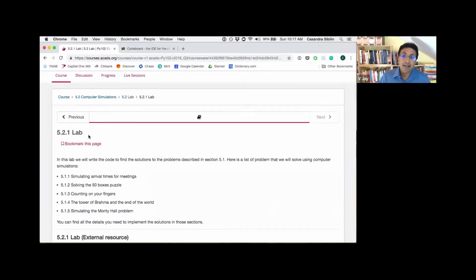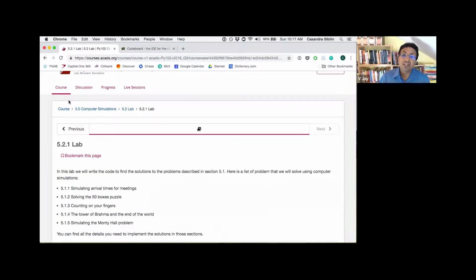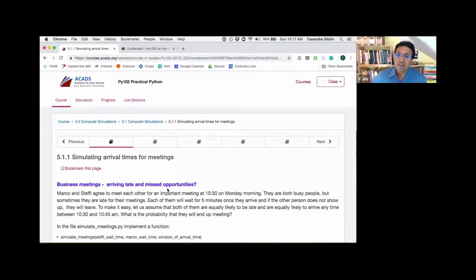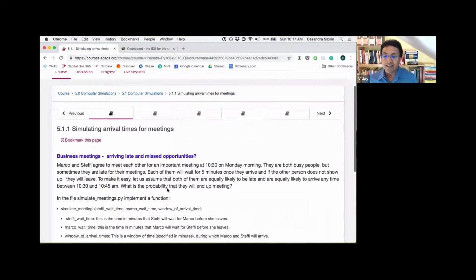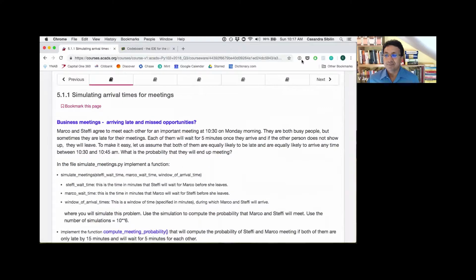Go back. And in the course website, you go to section 5.1. So click on the first one. Okay, so Cassandra, you can read it aloud if you don't mind.